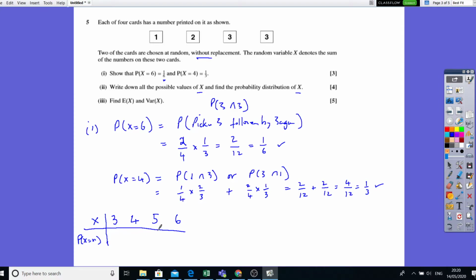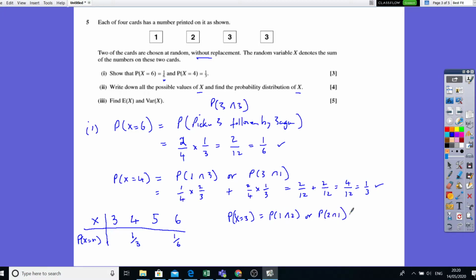Now we already worked out the probability of 4. The probability of the sum being 4 is 1/3, and the probability of 6 is 1/6. Now you could work out these two afterwards. The probability of x being 3 is the probability of getting a 1 and then a 2, or picking a 2 then a 1.